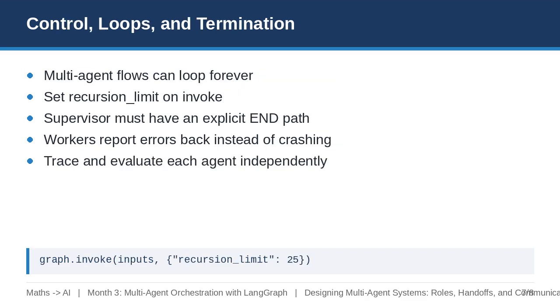Because agents hand control back and forth, infinite loops are a real risk. Always set a recursion limit when invoking the graph, give your supervisor an explicit termination path to end, and make workers report failures back gracefully rather than crashing the whole graph. Finally, trace and evaluate each agent on its own. Tools like LangSmith let you see exactly where a handoff went wrong.